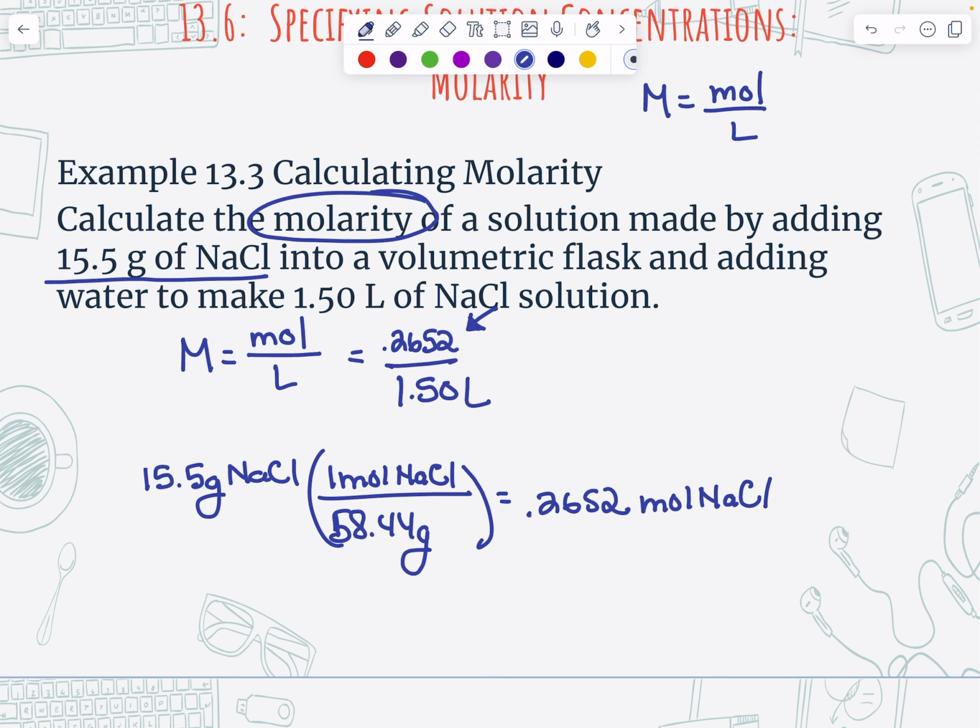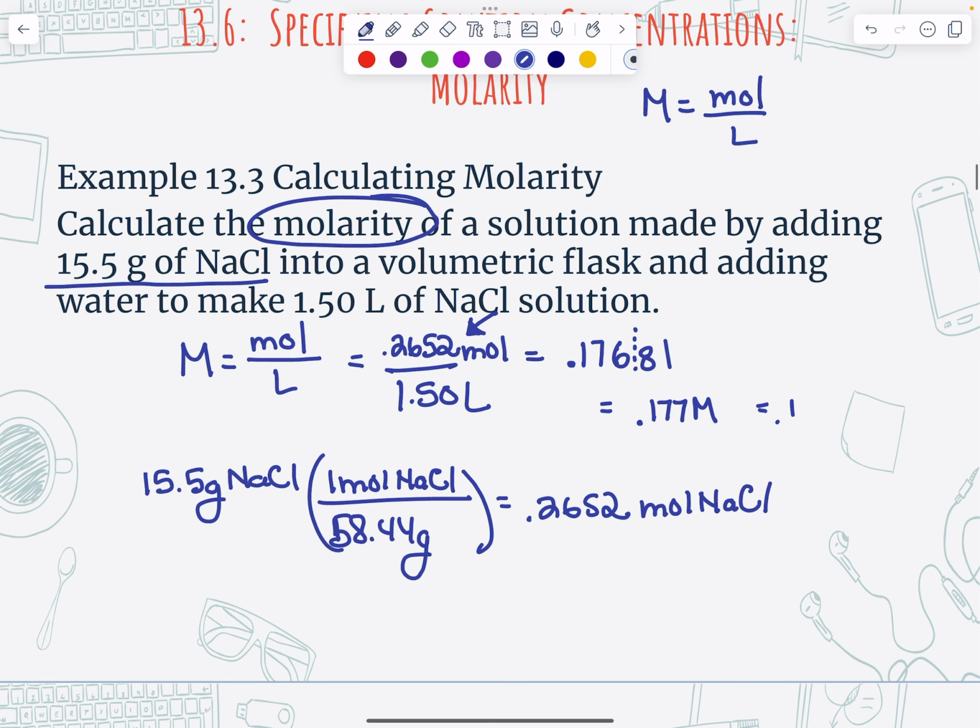I'm not going to round that number. It might keep going. But I'm going to take that number in my calculator and divide it by 1.50. And I get 0.17681, which rounds to three significant figures, 0.177. And I can either put a capital M after it, or I can keep the units of moles per liter. Either way works just fine.